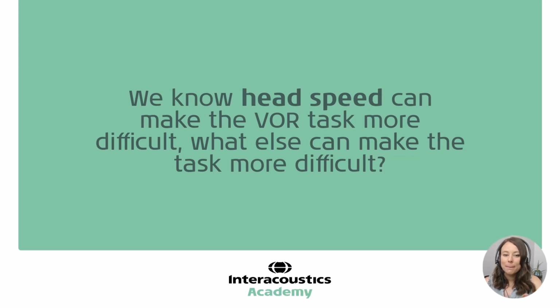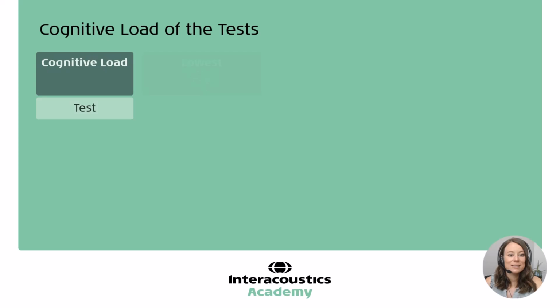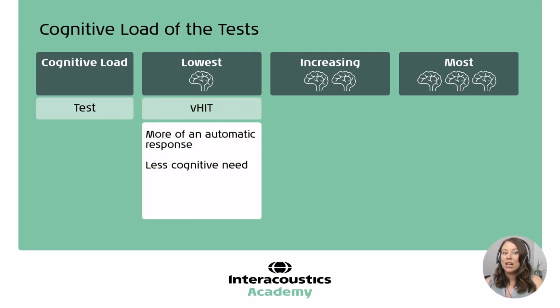But another thing that you may want to think about as you're performing these tasks on your patient is really the cognitive load of these tasks. So if I were to rearrange from the lowest cognitive load, how much their brain has to work at the test, to the most cognitively demanding task, I'd probably rearrange them in a slightly different way. The vHIT is a very automatic response. We are measuring the VOR gain. Generally, as long as the patient is awake, their eyes are open, and they're looking at the stimuli dot, they can do this test. So it's really not a high load for what the patient has to do.